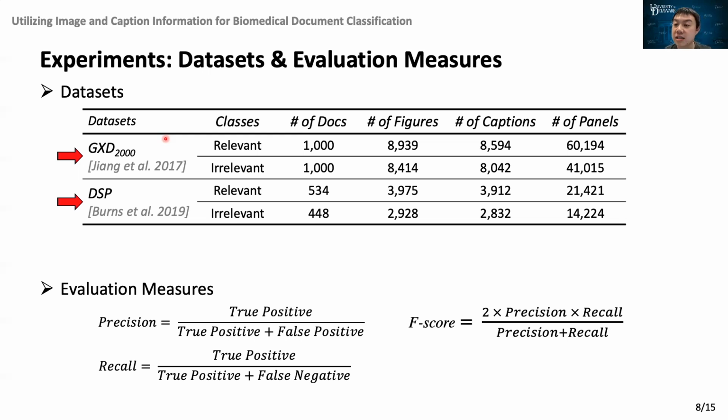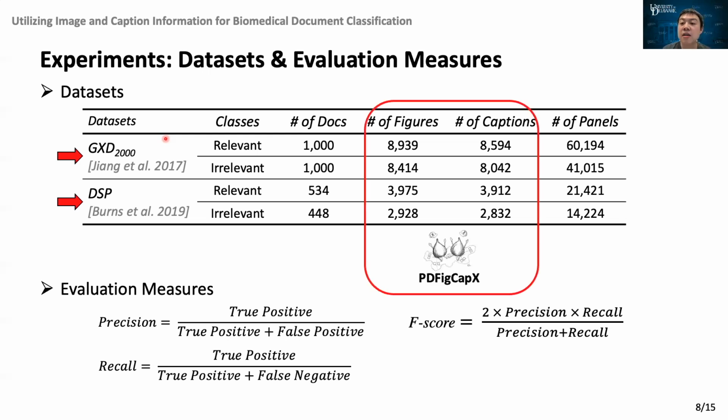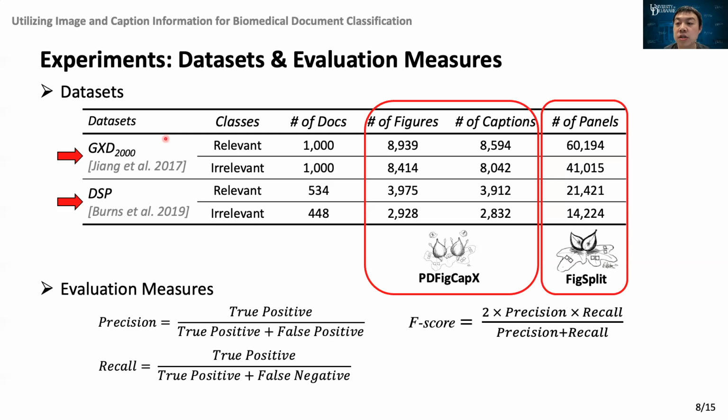To obtain figures and captions, we first apply PDFFigCapX to these 2 datasets. We next apply FigSplit to separate compound images into their constituent panels. The numbers of extracted figures, captions, and panels are shown in this table. To evaluate the document classification performance, we use standard measures: precision, recall, and F-score.